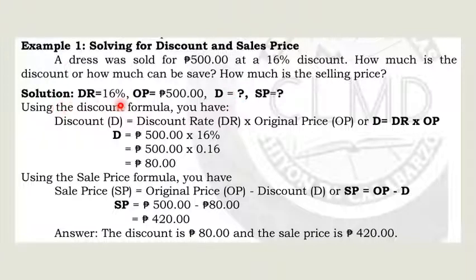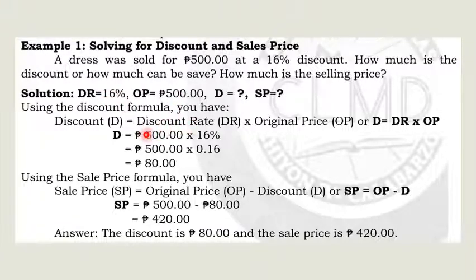Para makuha ang discount, ito po ang gagamitin nating formula. Discount is equal to discount rate times original price. Ipagmumultiply lang daw natin yung DR natin at saka yung OP, yung discount rate at saka yung original price.